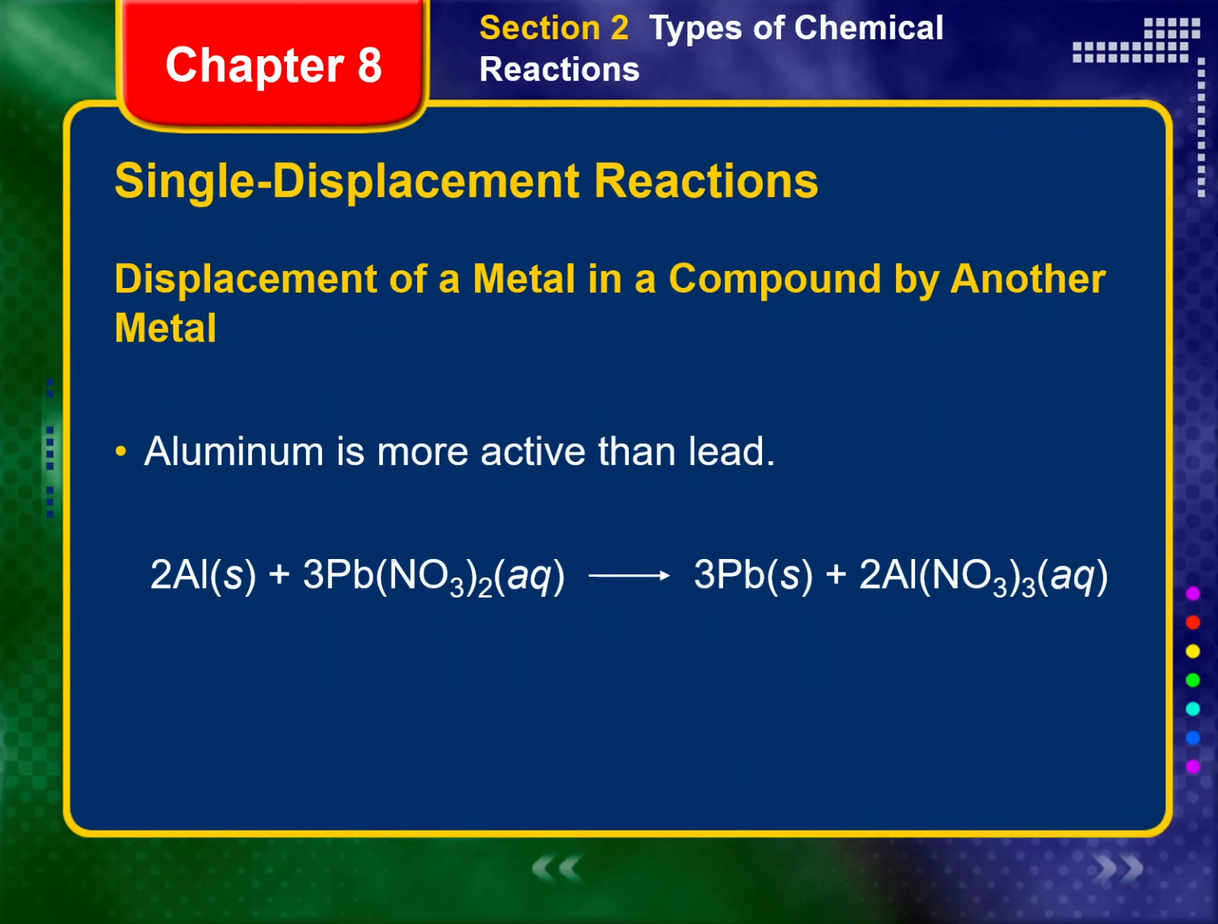Aluminum is more active than lead. When solid aluminum is placed in aqueous lead(II) nitrate, Pb(NO3)2, represented on the screen here, the aluminum replaces the lead. Solid lead and aqueous aluminum nitrate are formed, again, according to the equation on the screen here.